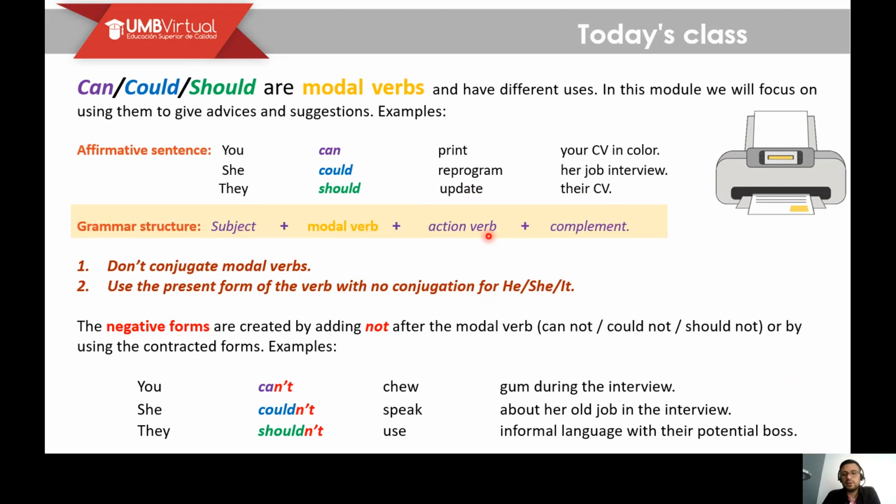So you use subject, modal verb, action verb, and complement. Remember that you don't need any conjugation in the main verb. We don't conjugate these modal verbs. Yes, no es cans, coulds, shoulds. No, we only have those ways, and the verb in present form even for he, she, or it. For the negative form, we are adding the negative directly to the modal verb. You shouldn't come during the interview. She couldn't speak about her old job in the interview. They shouldn't use informal language with their potential boss.